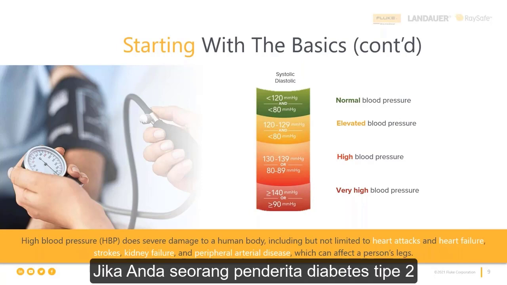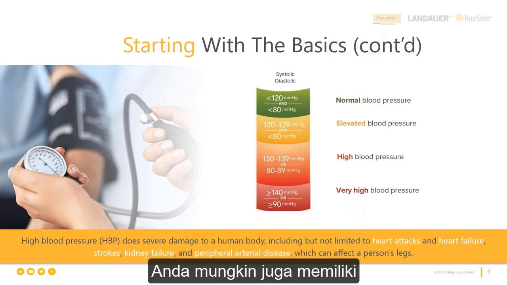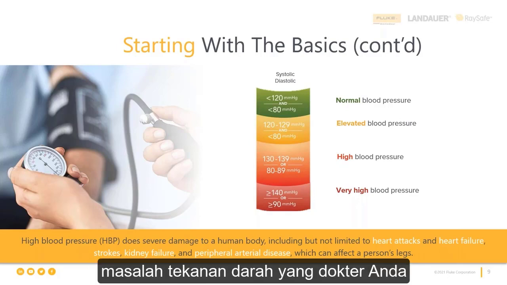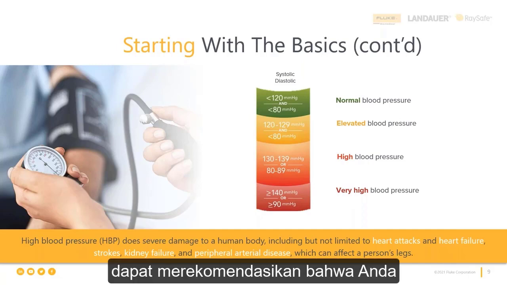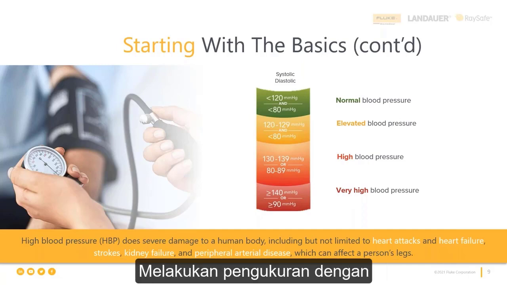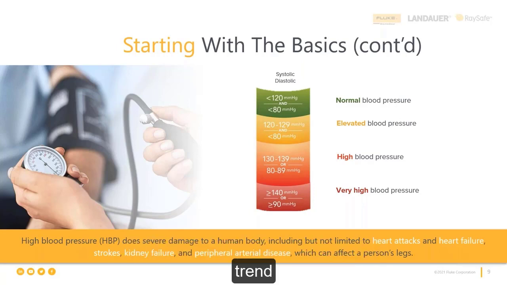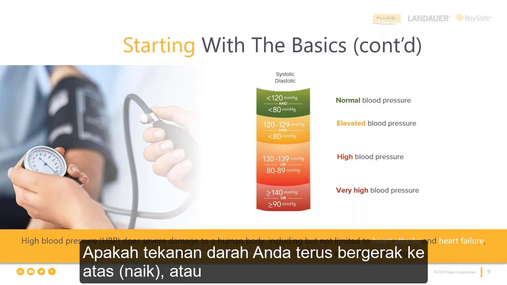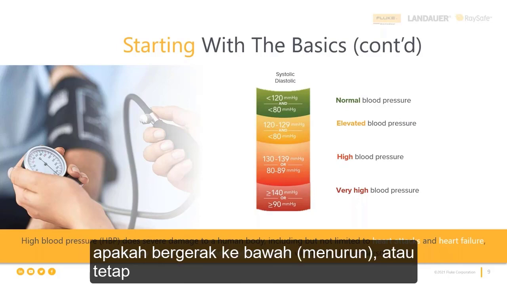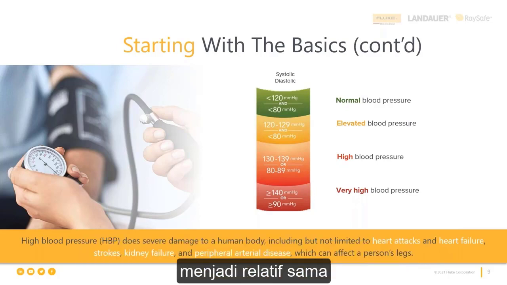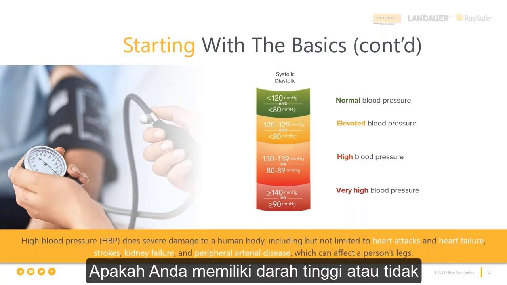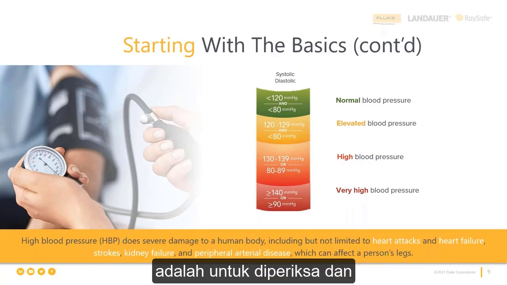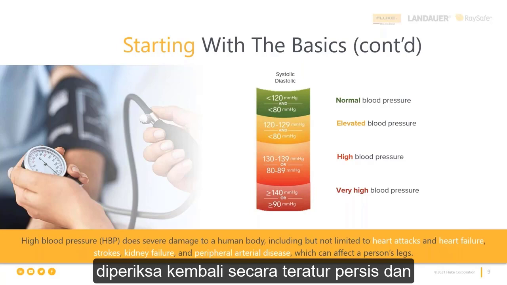If you're a type 2 diabetic, you may also have blood pressure issues that your doctor is going to want to track and may recommend that you make measurements with a home care blood pressure device just to get a trend. Is your blood pressure moving upwards, or is it moving downwards, or is it staying relatively the same? Yeah, so the only way to really determine whether or not you have high blood pressure is to get it checked and to get it checked regularly.